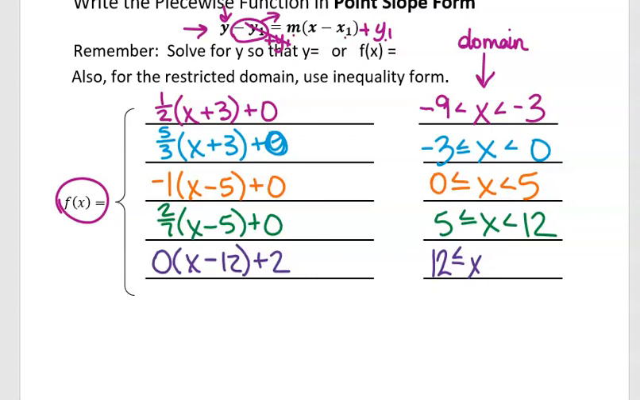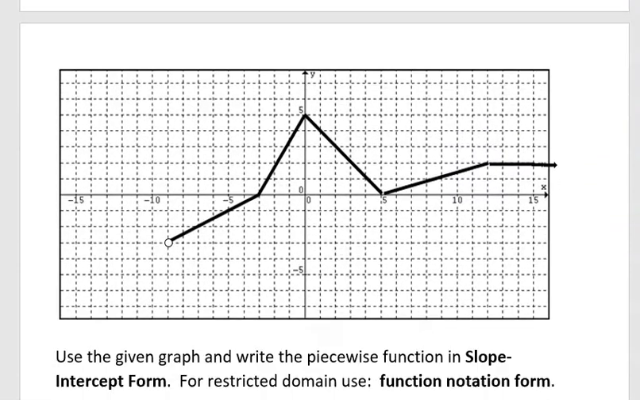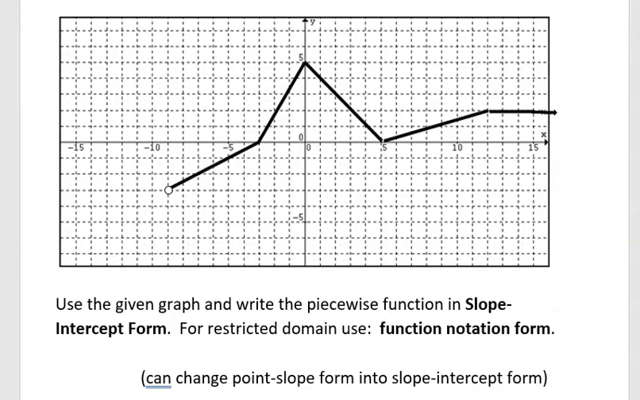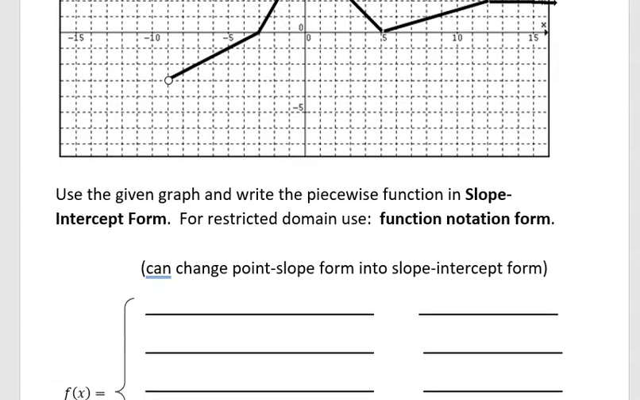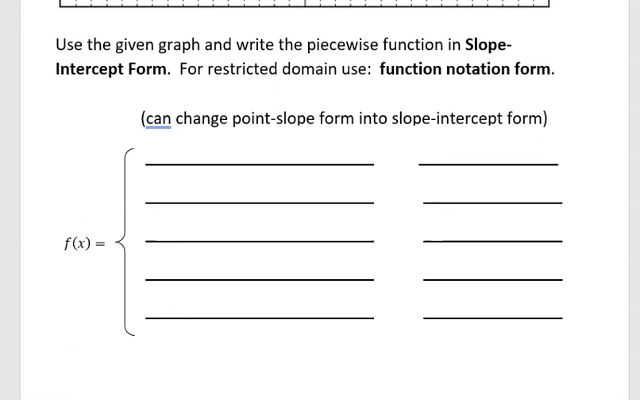So I'm going to switch to the next problem. The next problem is identical with respect to piecewise functions. So you have the same graph, but this time the instructions are a little different. It says, use the given graph, again, the same one from the first graph, and write the piecewise function in slope-intercept form. So that looks a little different, y equals mx plus b. And in addition to that difference, it also says, for restricted domains, use function notation form. So what we're talking about is parentheses and brackets, and this is essentially interval notation.